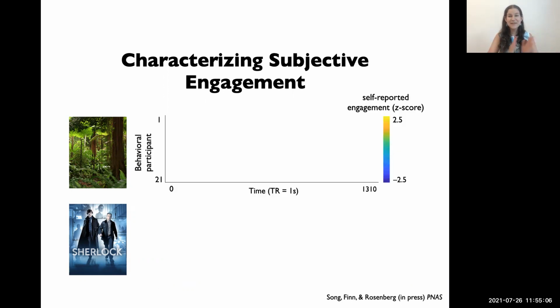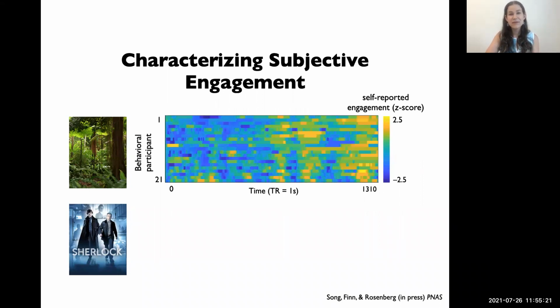What I'm showing you here is the data from these behavioral participants. Every row is data from a single individual, and the color of the cells indicates how engaged that person said they were at a particular moment of the story. And as you can see, in this audio narrated story, changes in subjective engagement were highly synchronized across individuals. There appear to be distinct moments of the story when everybody reported finding the narrative very engaging, and other moments when they reported that it was less subjectively engaging.